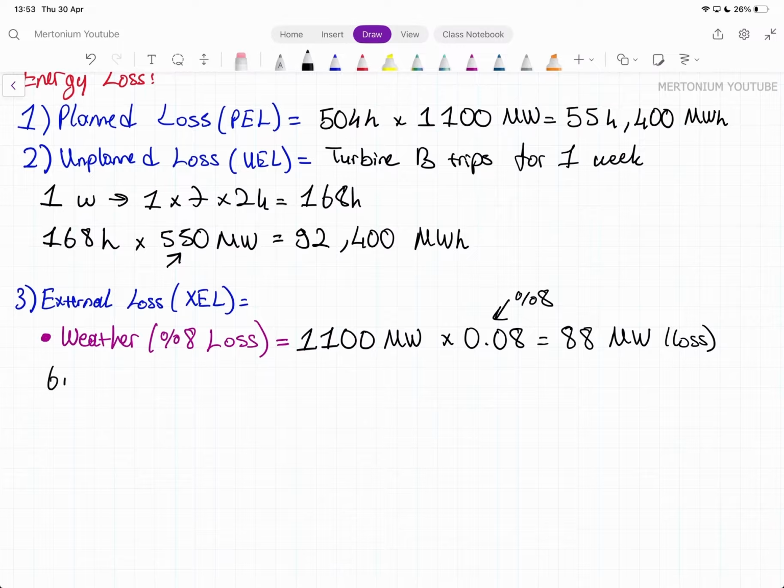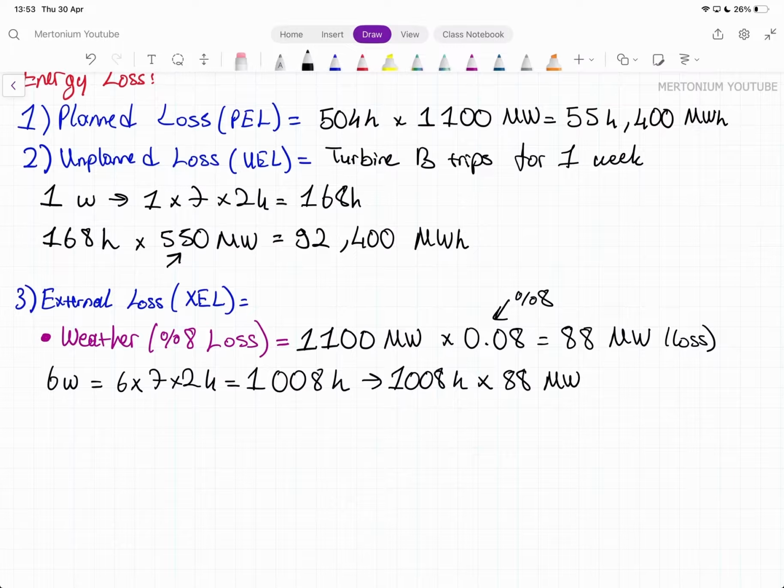So this happened for 6 weeks. So during this 6 weeks period, let's calculate how much energy we actually lost. So 6 weeks in hours, 1008. Then let's calculate 1008 hours times 88 megawatts, which gives us 88,704 megawatt hour. And the second external loss we have is the demand.